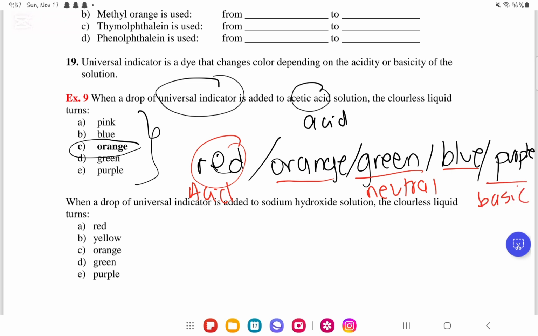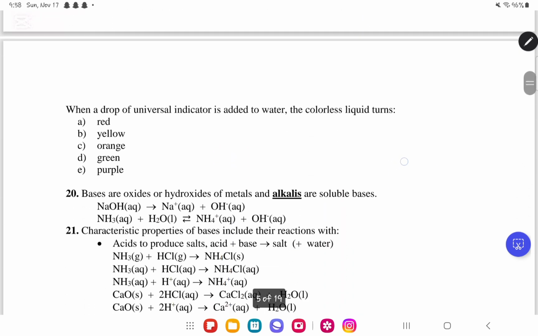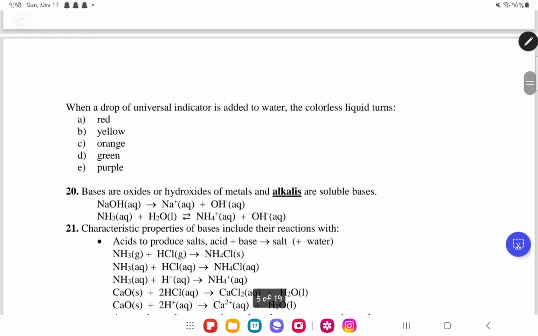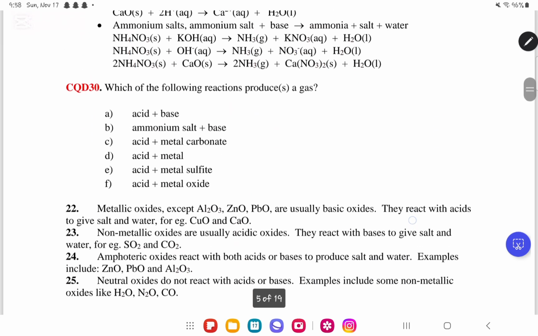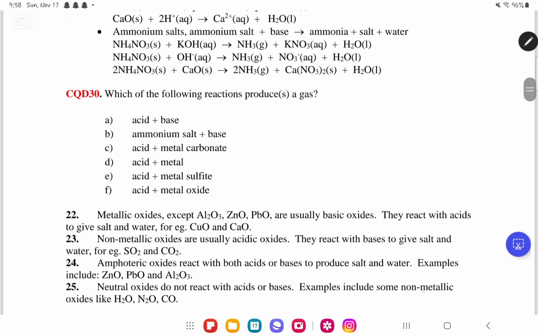Okay? So then they told us they added a drop of universal indicator to sodium hydroxide, NaOH, which is a really strong base. So the colorless liquid turns to purple. Now we go on. When a drop of universal indicator is added to water, it will definitely become green. Now we move on to CQD 30. Now they're asking us which of the following produce a gas.